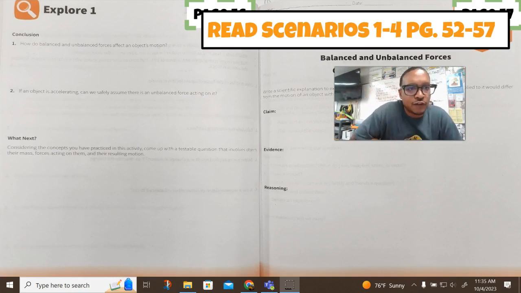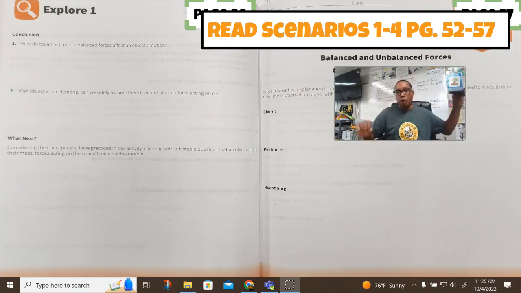Now, number two, if an object is accelerating, and remember we said accelerating is a change in an object's speed. So it is either speeding up or slowing down. So it's either gaining acceleration or there is a loss of acceleration, right? We would call that slowing down. Does that mean that the forces are unbalanced? We would say yes, because just like in number one, it is a change in motion, okay?